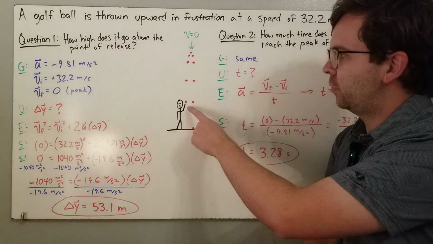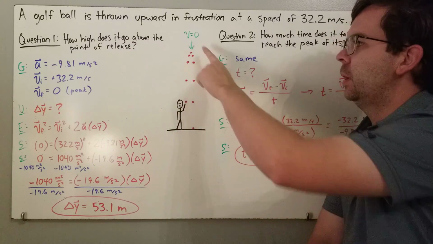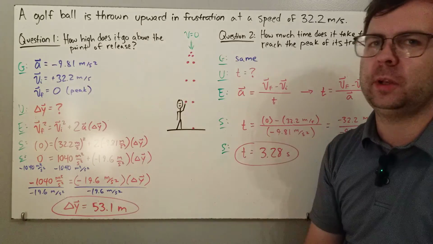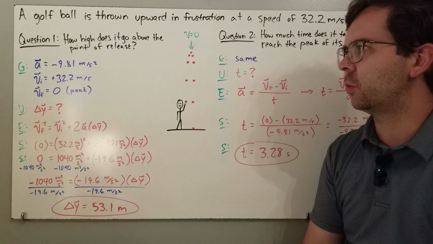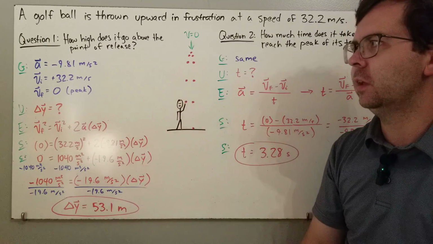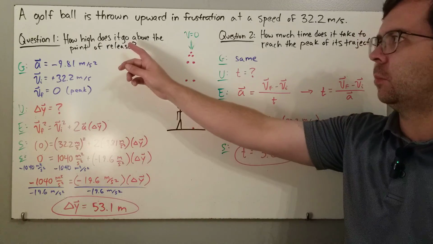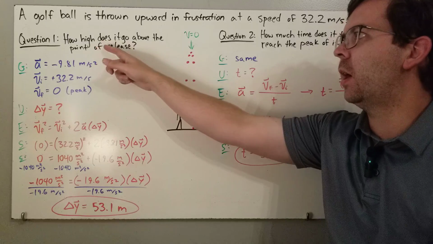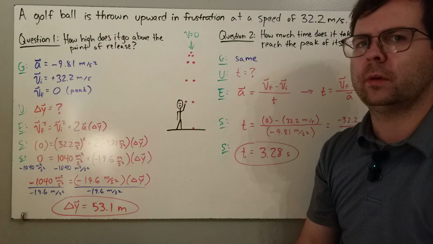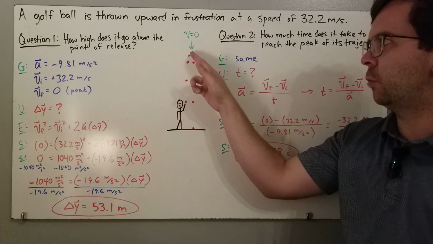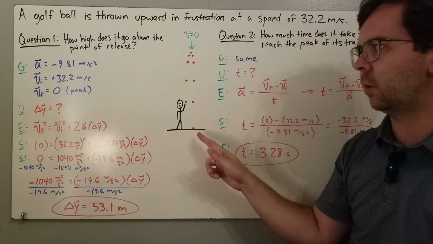So here's a sketch of the golf ball being thrown up. So we know that the acceleration of the golf ball is going to be negative 9.81 meters per second squared. The initial velocity of the golf ball is 32.2 meters per second. Now, important in the question here is it says, how high does it go? All right, well, how high it goes is how far it goes before it stops and turns back around, right?